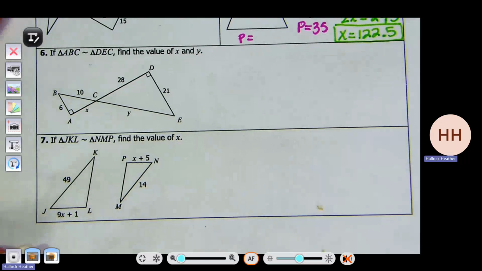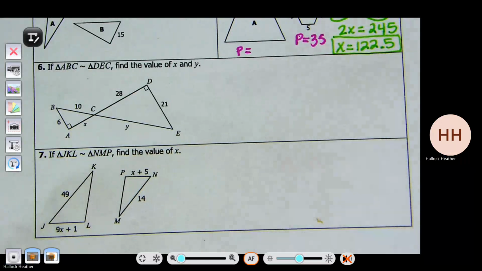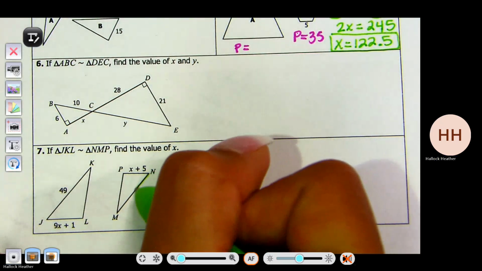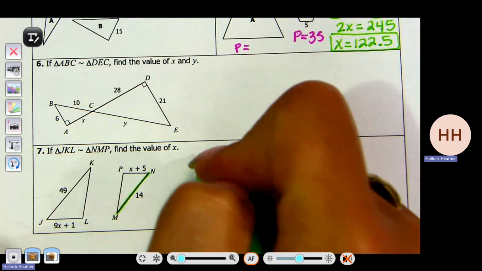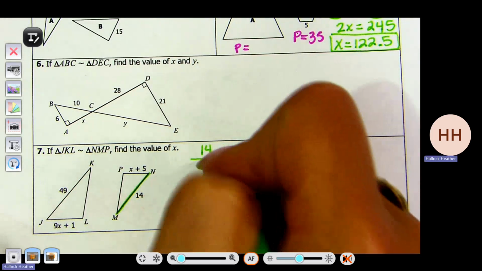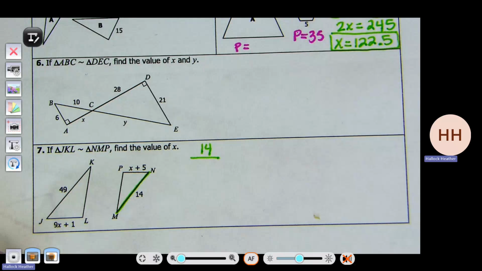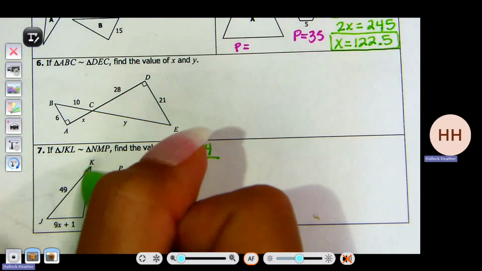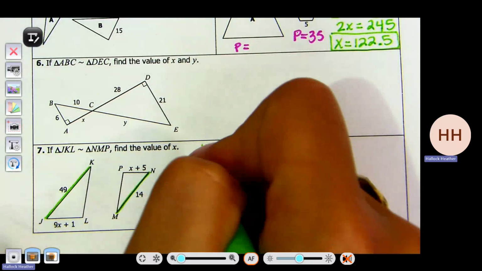Let's go to 7. 7 says if JKL is similar to NPM, okay, we'll pick something on the small. So anything on the small. So what's on the small? 14. So 14 is my numerator. What does that match with on the big one? 49.